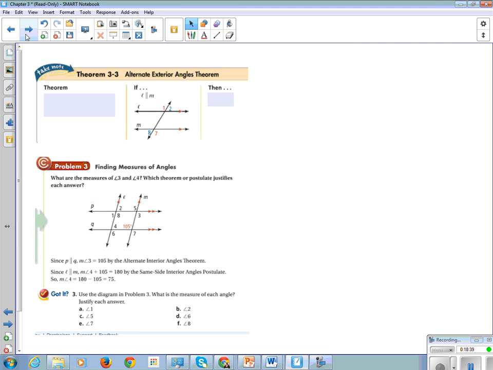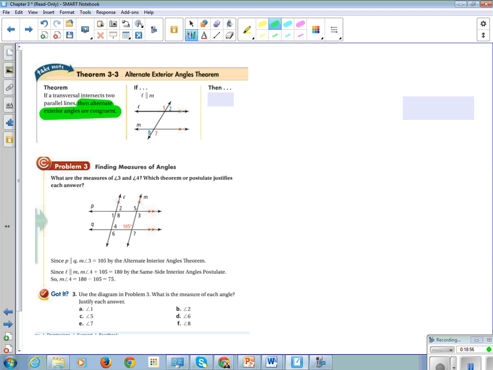Alternate exterior angles theorem. What? Okay. So, of course, we have a transversal and 2 parallel lines. Don't write that down. Do write down that alternate exterior angles are congruent. They have the same measure.